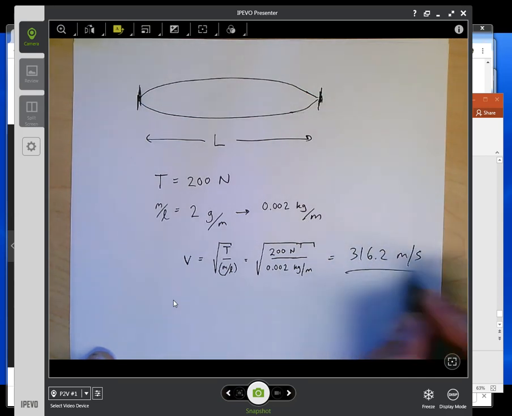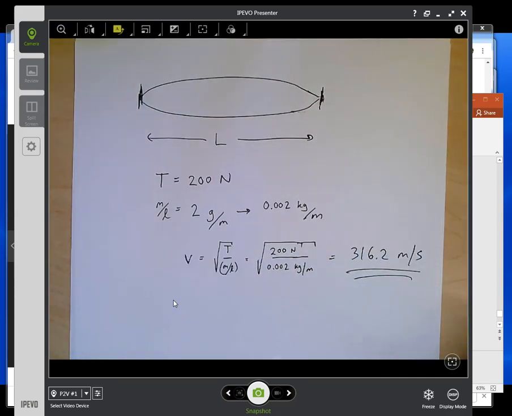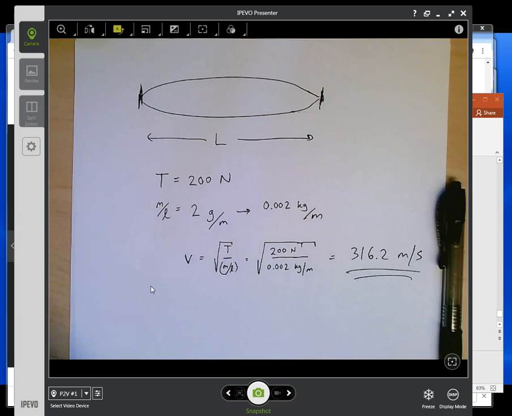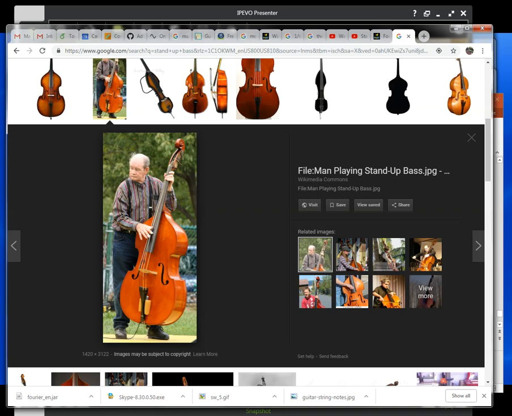So one thing I want you to notice here is that this speed is actually slower than the actual speed of sound. And so this gives us a hint that the speed of a wave on a string doesn't necessarily have to be the same as the speed of sound. And this is an important point that I want to draw out.